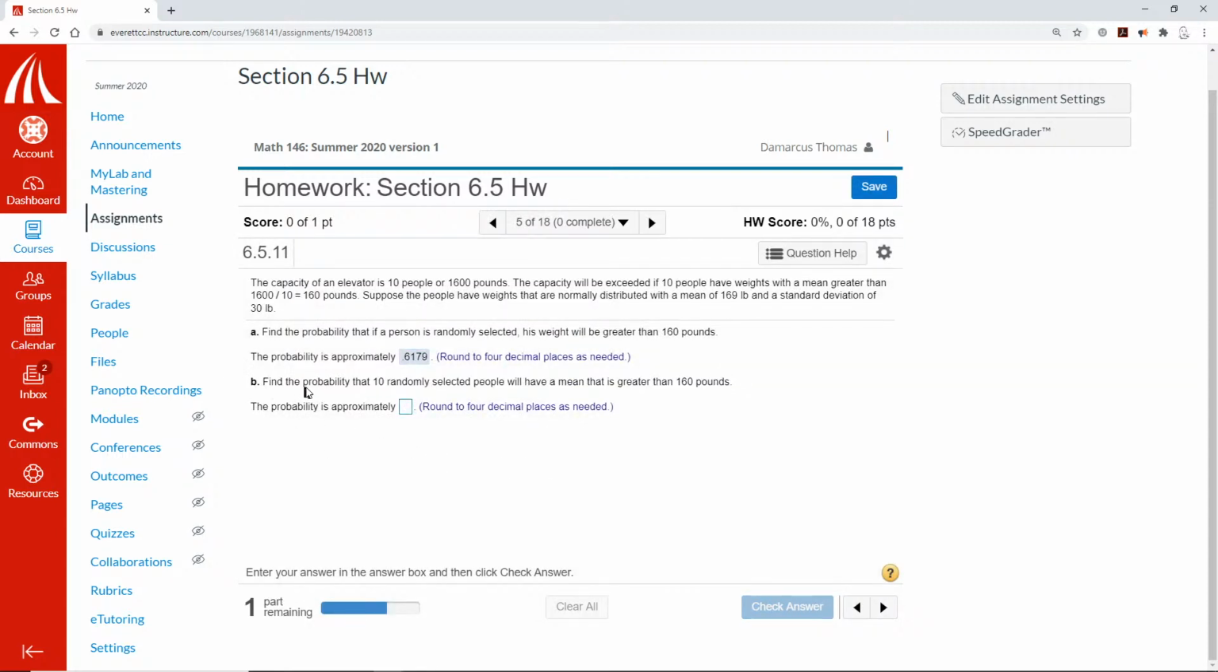B, find the probability that 10 randomly selected people have a mean that is greater than 160 pounds. So this is where, and I don't want to get too deep on this.